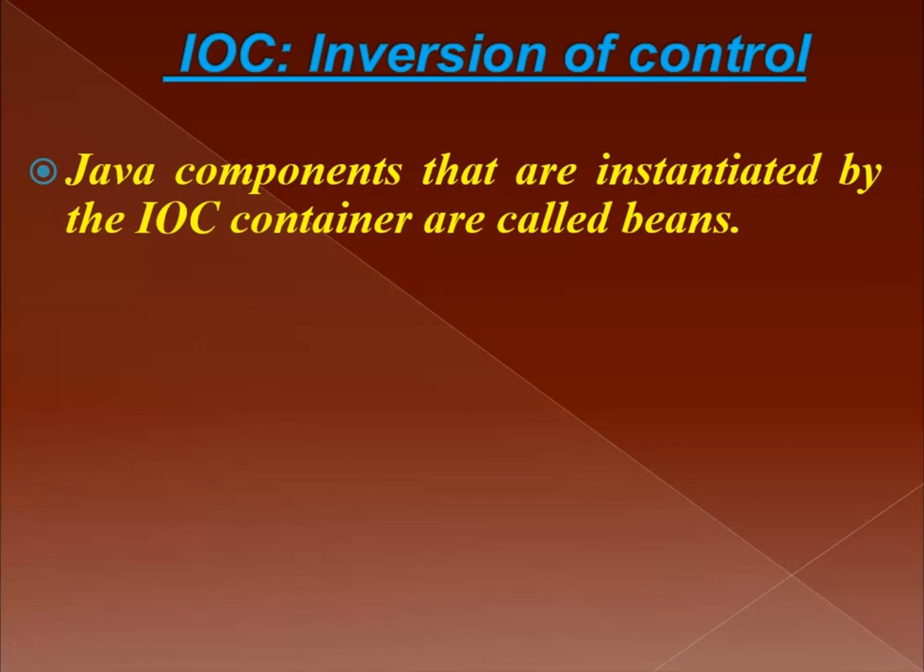So Java components instantiated by the IOC container are called beans. How are beans created? When we write annotations like @Component, @Service, or @Repository above any class, that class is treated as a bean and as a component, and it is instantiated by the IOC container. That class's object will be created by Spring in the IOC container.